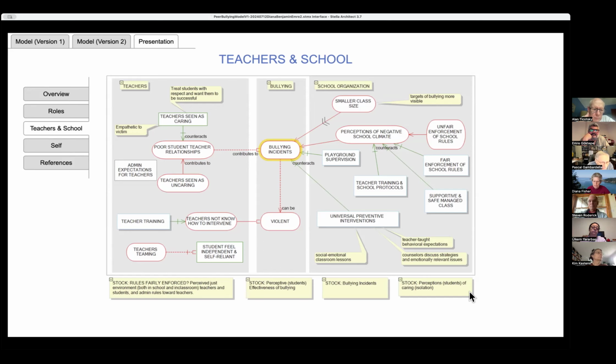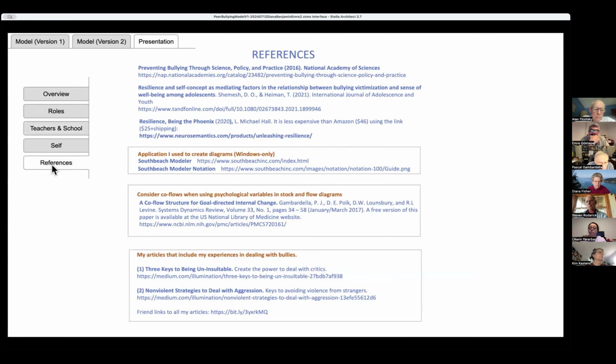For example, poor student-teacher relationships possibly contribute to bullying incidents. It's a possibility. And as we learn more about this, sometimes we can change the dotted to solid. So this is basically what was known at the time I was doing this. And we were doing this from a study by the National Academy of Sciences on bullying that a friend of mine gave to us. And we just went through it and we drew these diagrams. So do you have any other questions about the diagram?